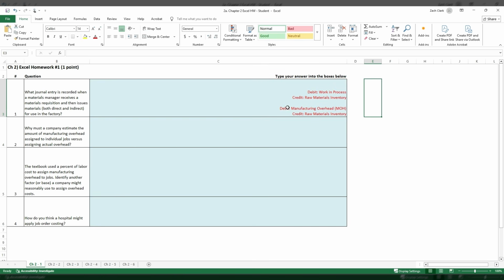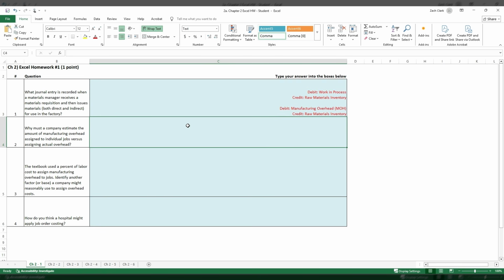And we could also kind of combine these entries if we wanted. We could have debit work in process, debit manufacturing overhead. And since we are crediting the same account, you could just have this all as one entry, but I just kind of separated it out there. Doesn't really matter one way or the other.